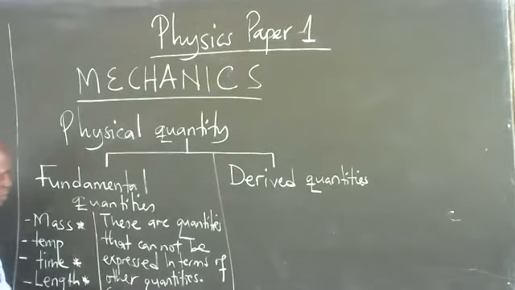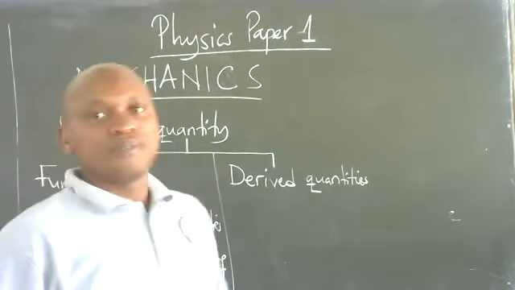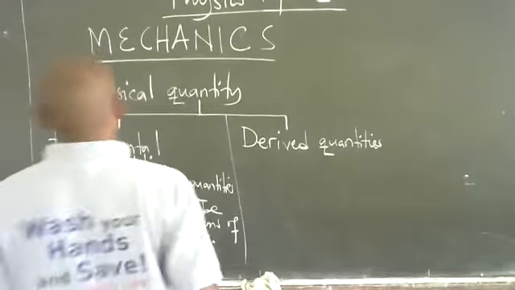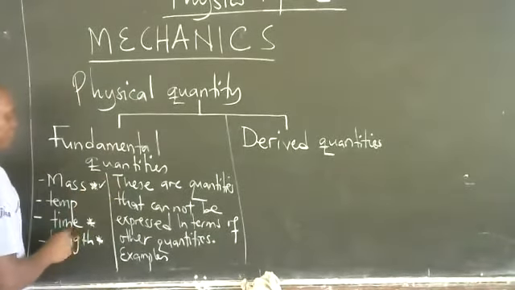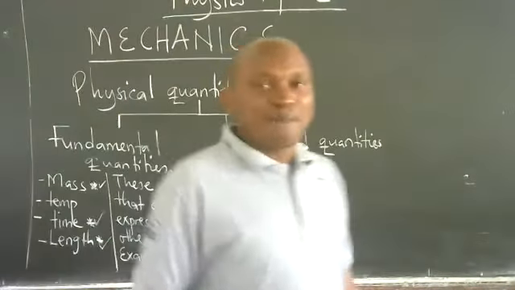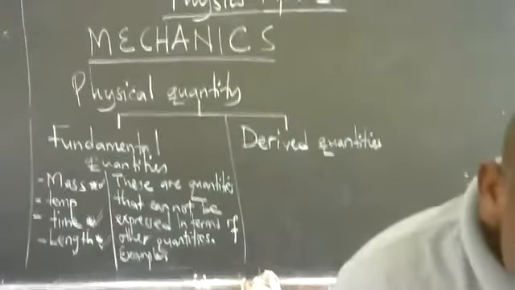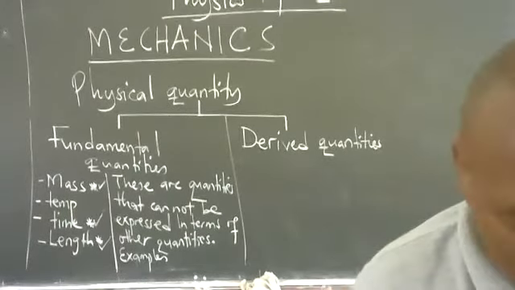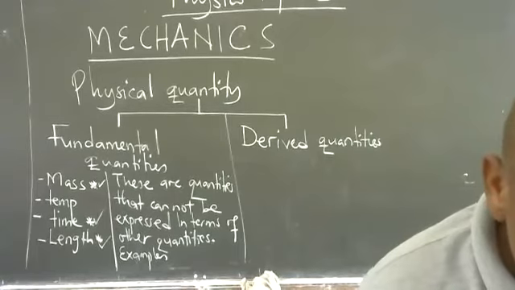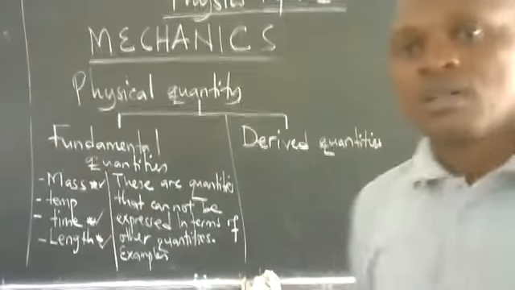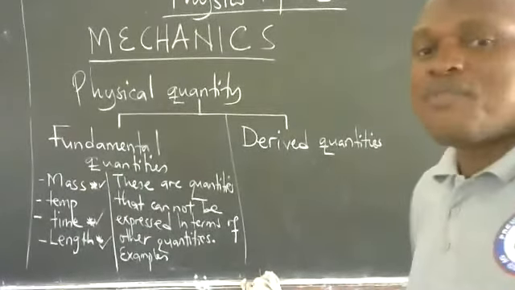Examples include these ones that we have said: mass, time, and length. Those are the fundamental quantities. Those quantities cannot be expressed in terms of any other quantities using any method. And examples are mass, length, and time. So who can now define derived quantities? After defining fundamental, who can define derived?